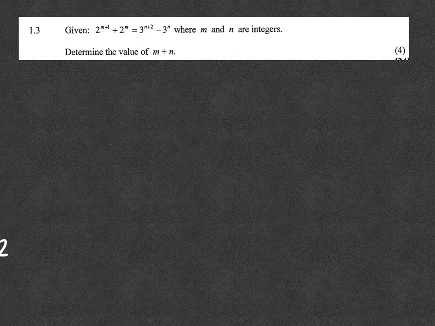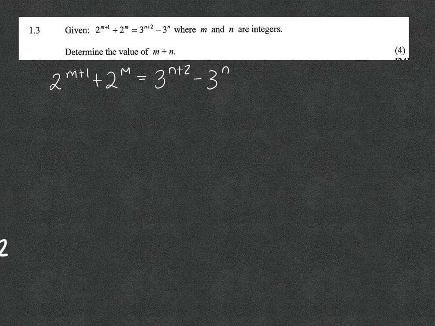So what we will do when we see a plus and minusing of exponential expressions, we want to separate our terms. So I'm just going to rewrite the question quickly. Plus 2 to the m equals 3 to the n plus 2 minus 3 to the n. Okay, so it says there, given that where m and n are integers, so integers, remember guys, are whole numbers on the positive and negative side of the number line spectrum. And then it says determine the value of m plus n.